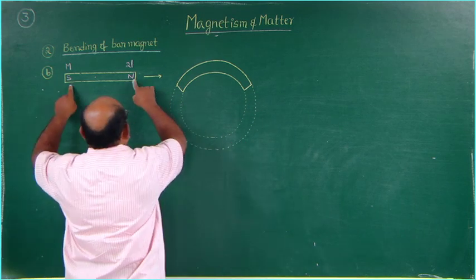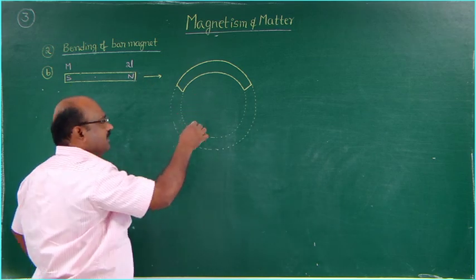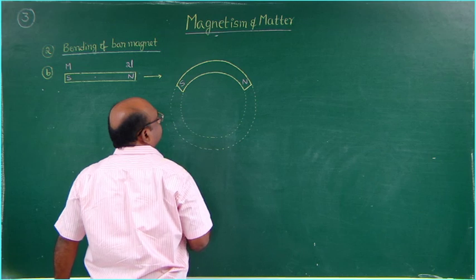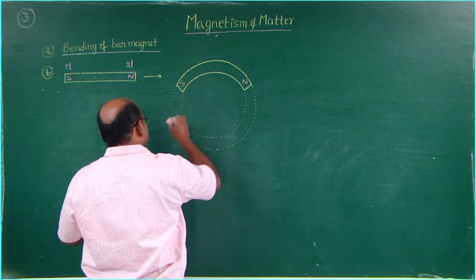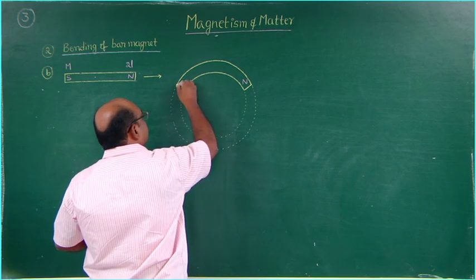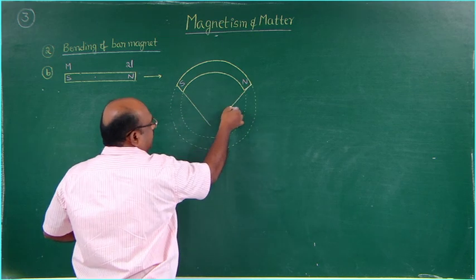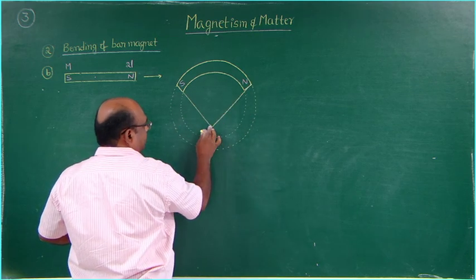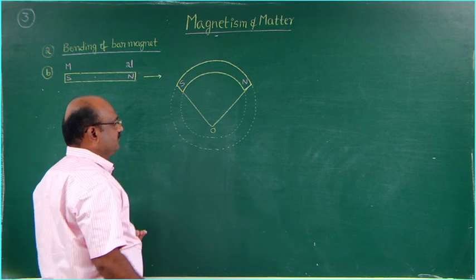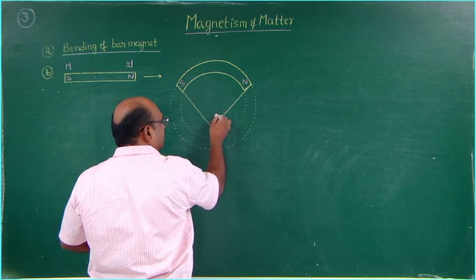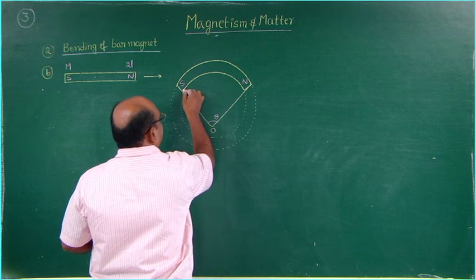Suppose this bar magnet is bent into an arc of a circle. Here, this is the south pole, whereas this is the north pole. Assume this is the center of the circle. It is subtending an angle theta at the center of the circle.